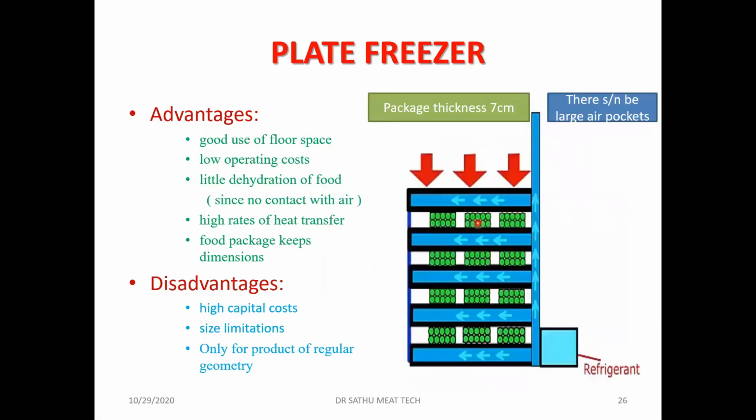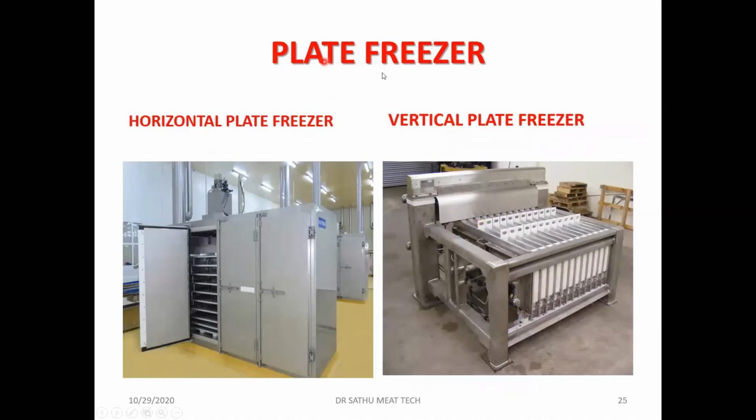So there are 2 types of plate freezers. One is the horizontal plate freezer and the other is the vertical plate freezer. So you can see these hollow plates 1, 2, 3, 4, 5, 6, 7, 8. That's what I told you. Between these only we keep the food materials. So we keep the food on a tray.